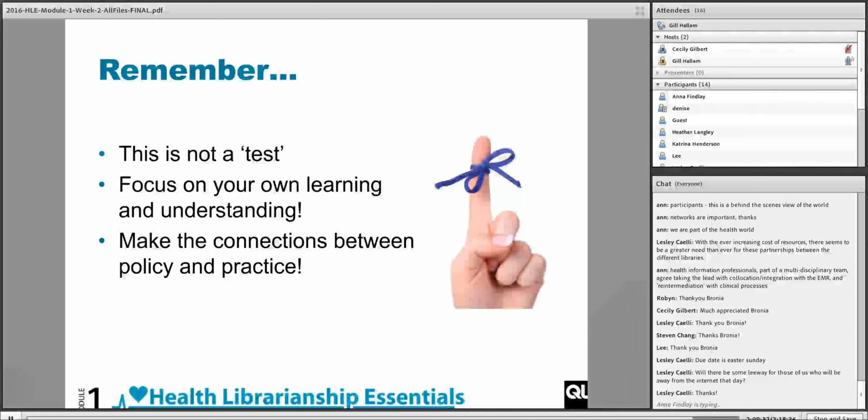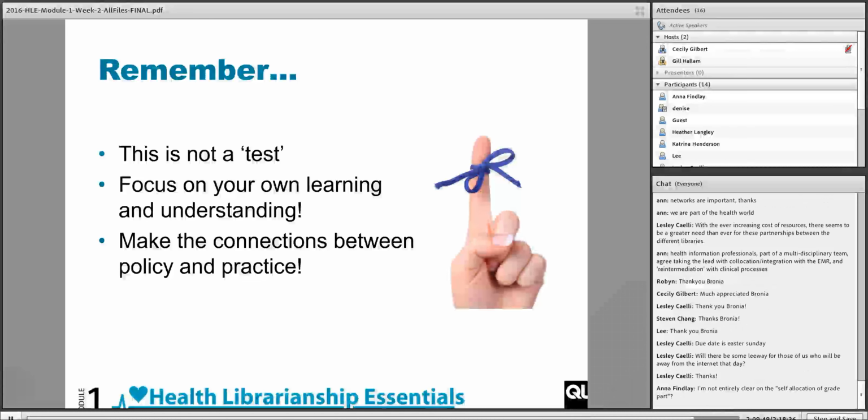You've heard a lot about policy, but today you've also heard quite a bit about practice as well. So again, if you want to go back through the recordings as you're developing your questions, think about what the key issues were that you felt were really important and that you would like to know a little bit more about.